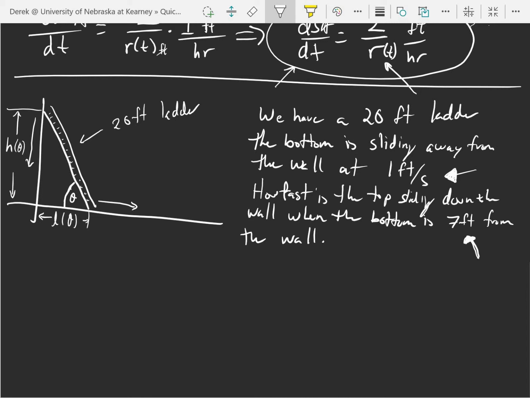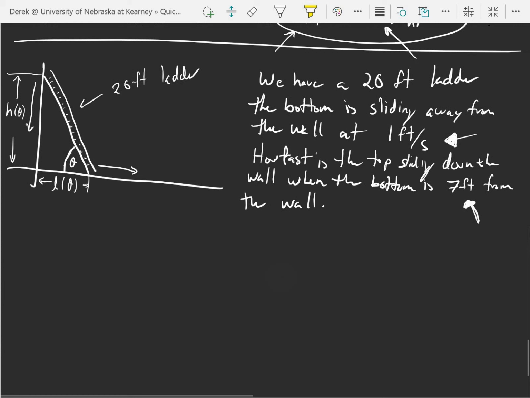Okay, I still get to set up a relationship between the height and the length, and that height and length relationship is going to be h of, well, I don't really even need theta in this because I need h of t.